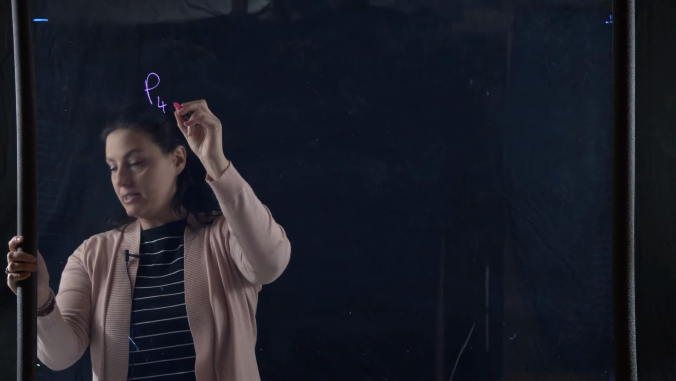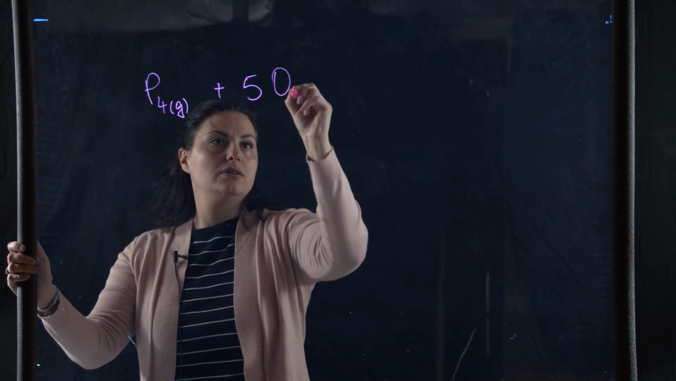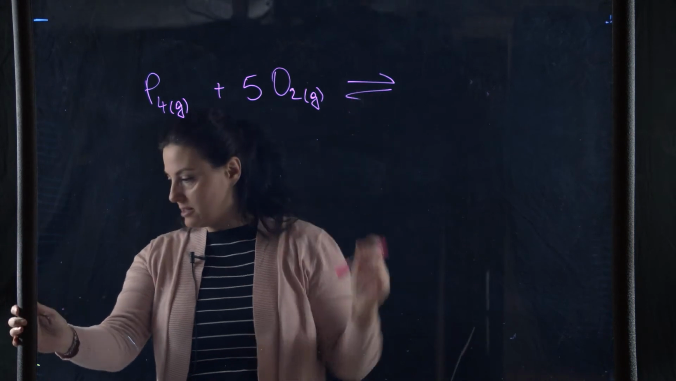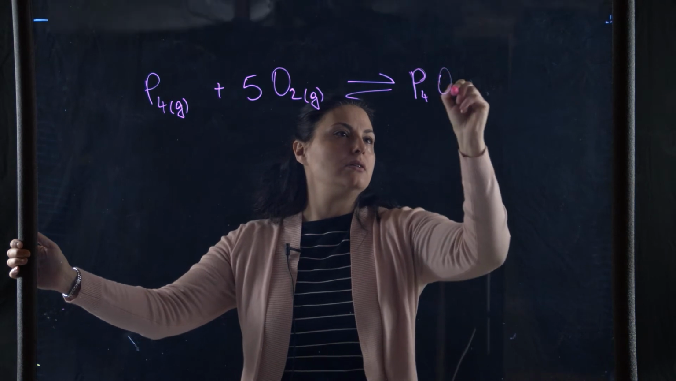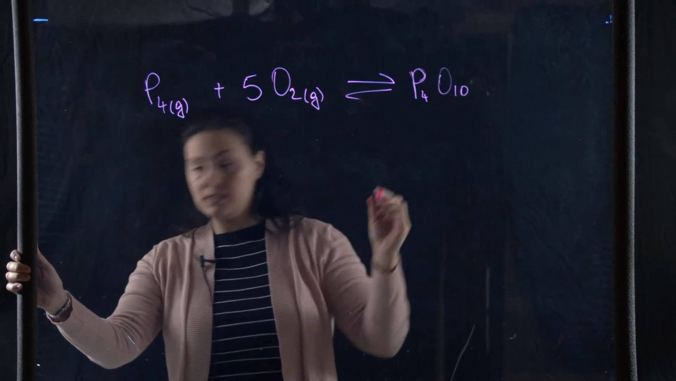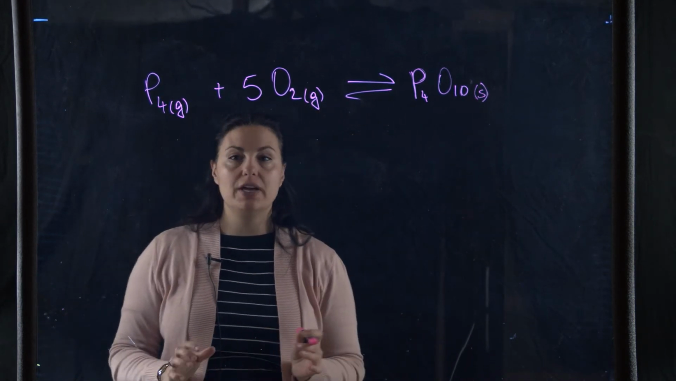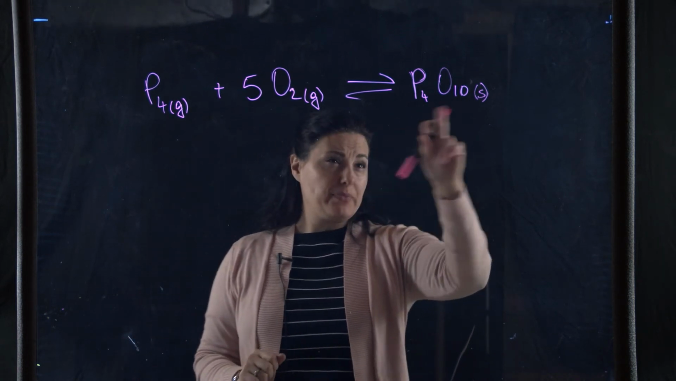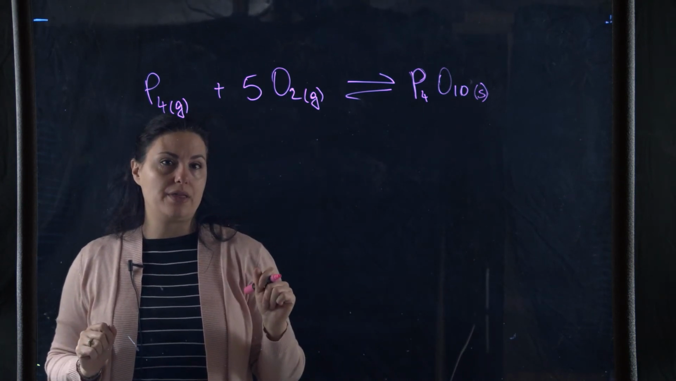So I have P4 as a gas plus 5 oxygens as a gas. Once again, the double-sided arrow, giving me P4O10 as a solid. Okay, now let's make sure that it's balanced. 4 phosphorus, 4 phosphorus, 5 times 2 is 10. 10 oxygens over here. It's already balanced, so I don't need to do anything else.